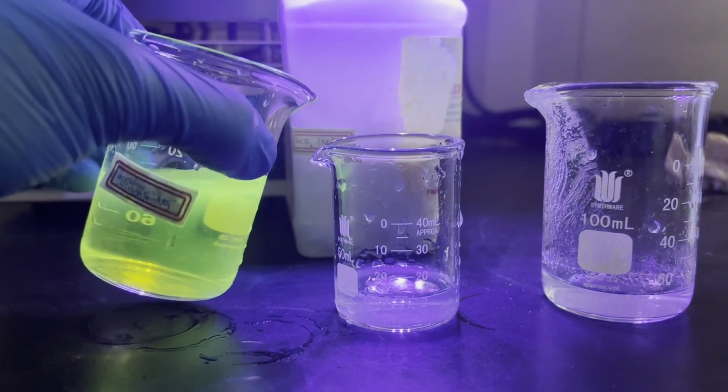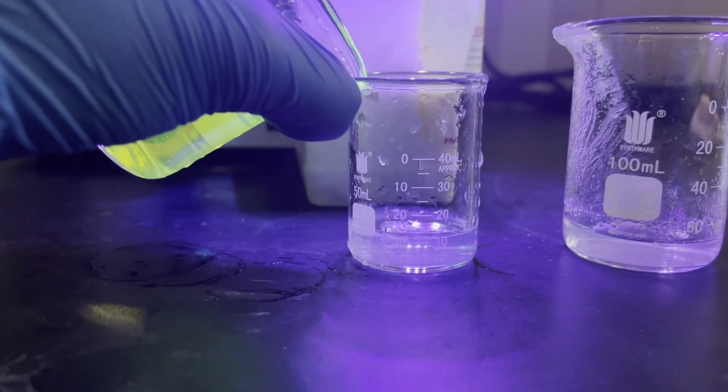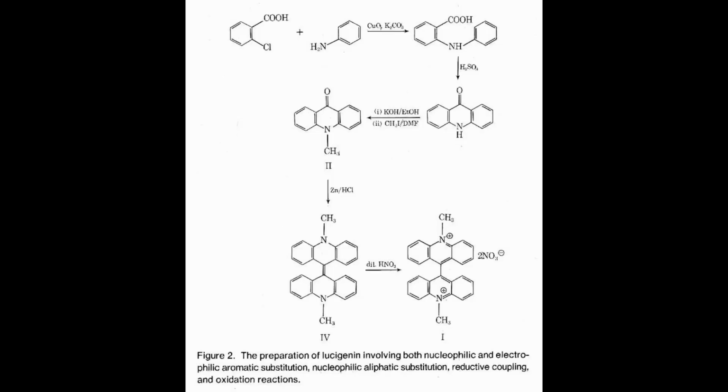These properties make lucigenin useful as a fluorescent probe in biochemical assays to quantify enzyme activities and study metabolic processes. I might try these types of experiments in the future, but the main reason I wanted to make lucigenin was because of its interesting synthetic route that features a series of classic organic reactions.